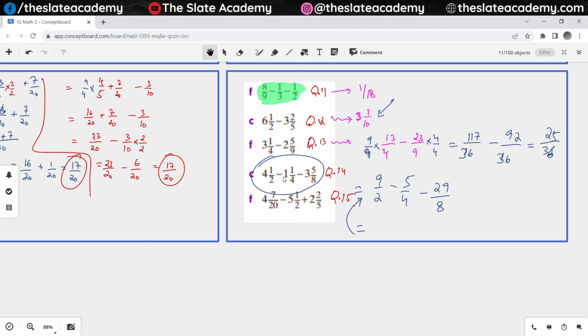Is there any confusion in this first step? This is step number 1. Any confusion in this? Anybody? No. Okay, let me move to the next step.